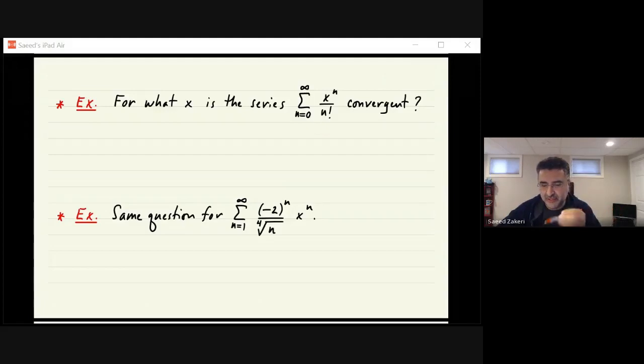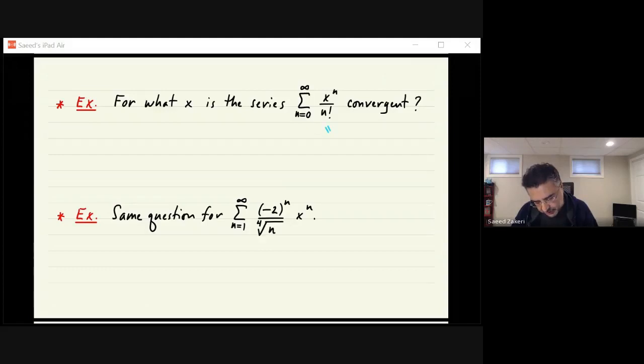A power series looks like an infinite polynomial. So a polynomial is a finite sum of powers of x, non-negative integer powers of x. But in a power series, you have infinitely many terms instead of finitely many. So for example, if you wanted to, let me just write it here.